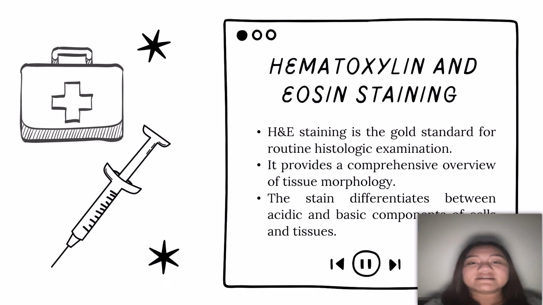Hematoxylin and eosin staining is the gold standard for routine histologic examination that provides a comprehensive overview of the tissue morphology. Also, the H&E stain differentiates between acidic and basic components of all of the cells and the tissues.